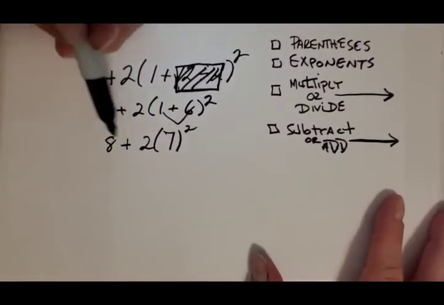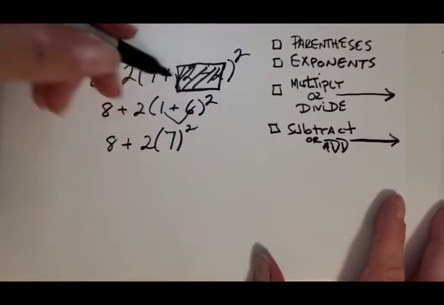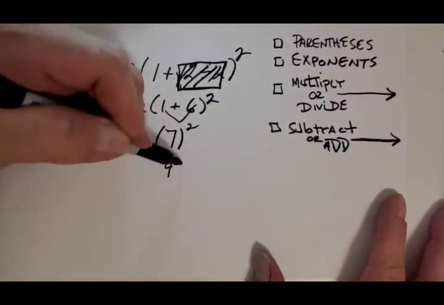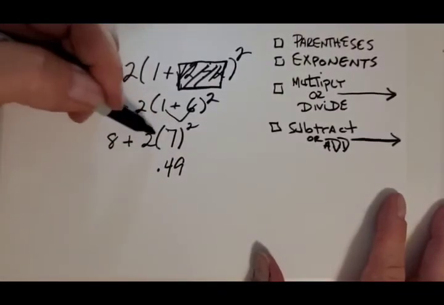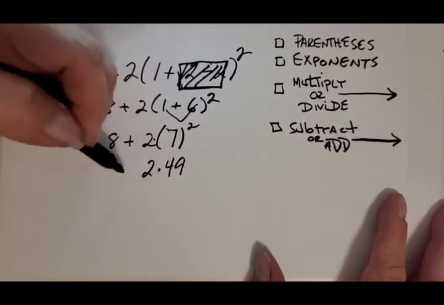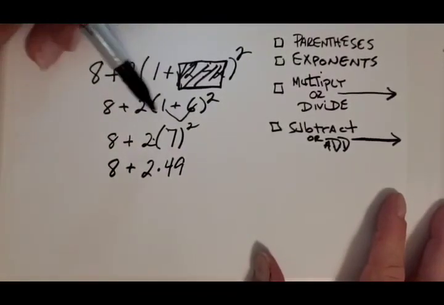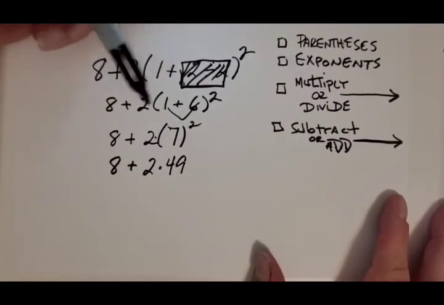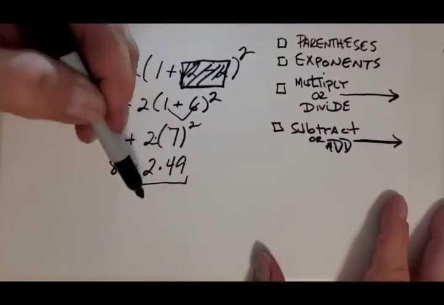Alright, so we're looking at this. We did the parentheses, now exponents. 7 squared, okay? This one is being squared, so 7 squared is 49. The 2 is pushed up against the parentheses. It just means multiplication. Okay? So, parentheses are done. Exponents are done. The last thing to think about is, okay, now what? Multiply or divide. Yep. That's 98.